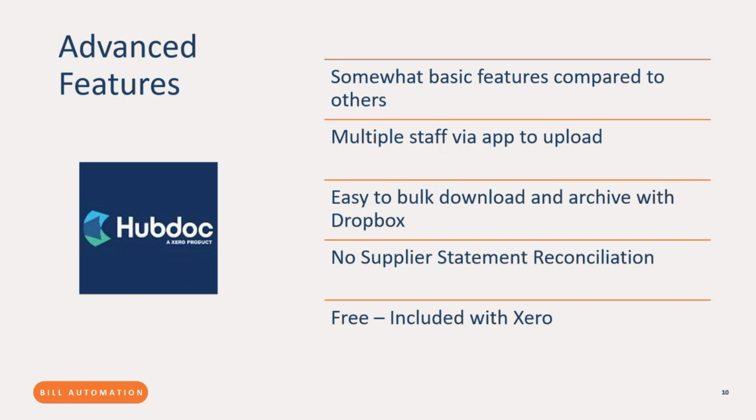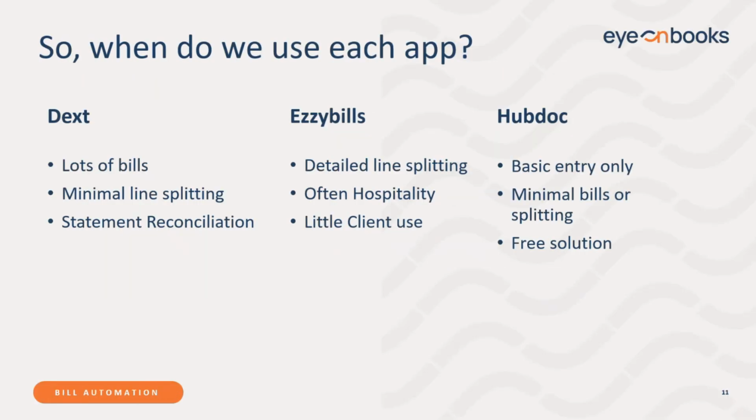Hubdoc, fairly basic, but it's free with Xero, and it helps keep your supplier invoices organized. It has a mobile app to make your life easier. Dext works really well when you've got lots of bills but don't need heavy line splitting. More advanced than Hubdoc, but less complex than EzzyBill. EzzyBill is best when you need detailed line splitting, like hospitality, or more complex approval, or more detailed workflow. Hubdoc is good for smaller businesses that just need a free, simple solution, say 10 to 50 bills a month.